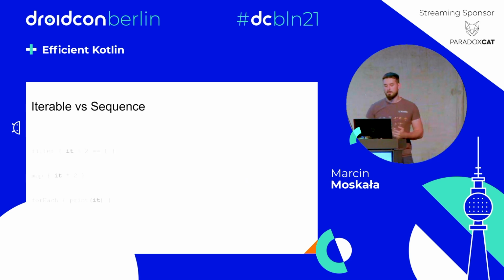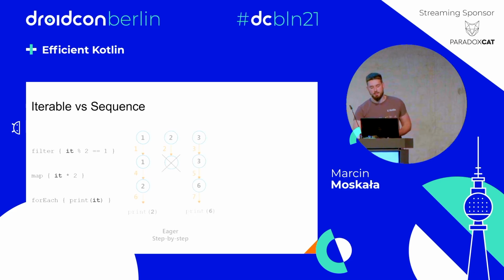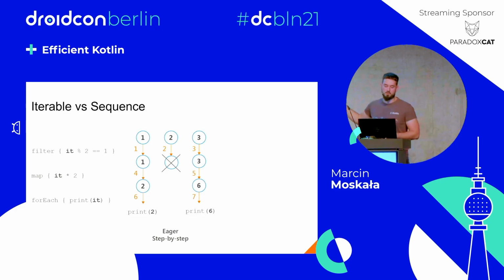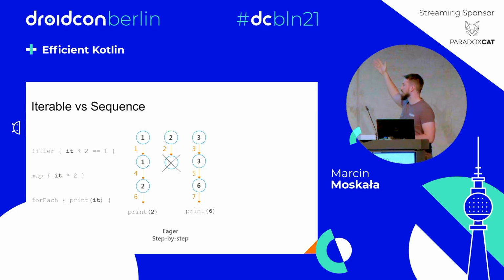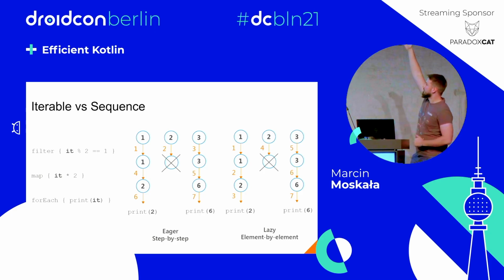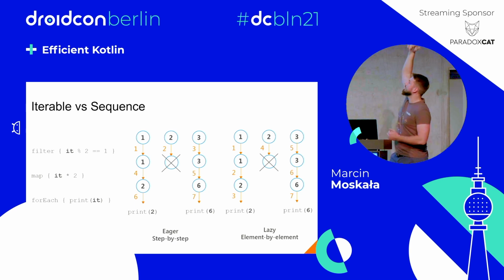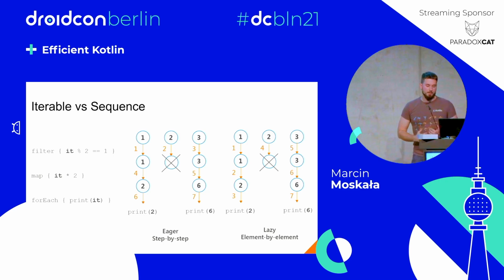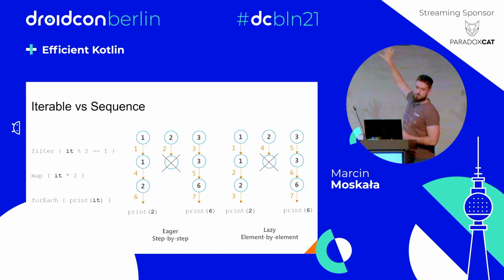So first of all, when you compare processing iterable and sequence, collections have different order. You first filter all the elements, then you map all the elements, and then you forEach all the elements. In sequence, you go element by element. So you first filter the first element, map first element, forEach first element. Filter second element, it's done. Filter third element, map third element, forEach third element, etc., etc. This might not look big, but you can see that this can be much better optimized.